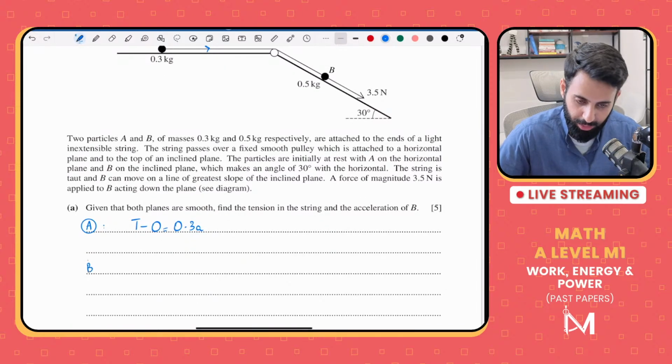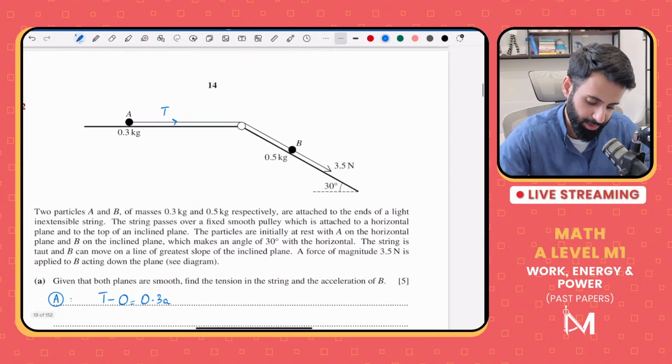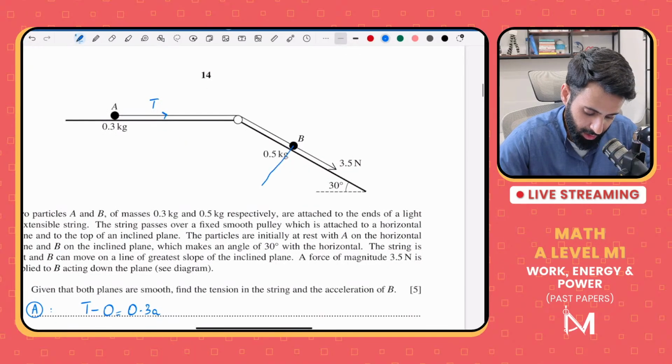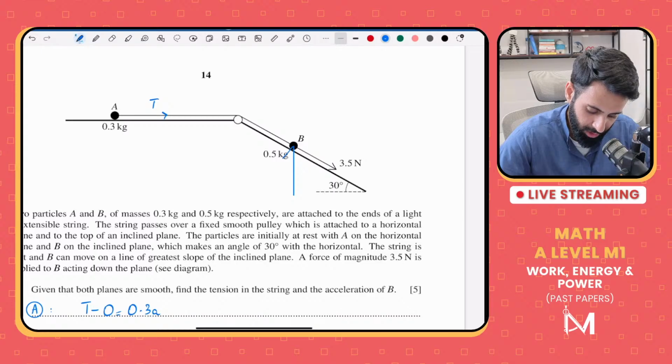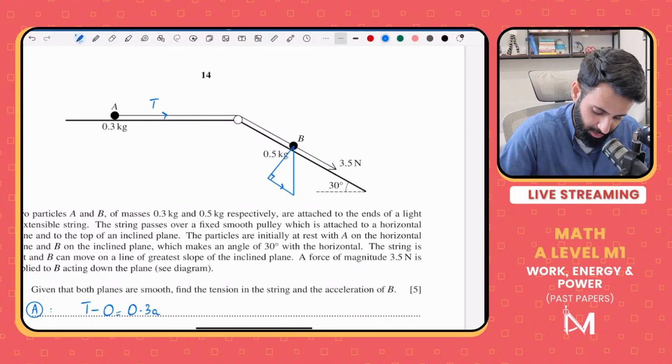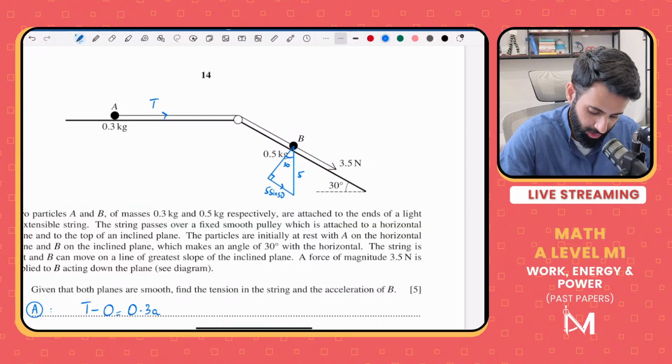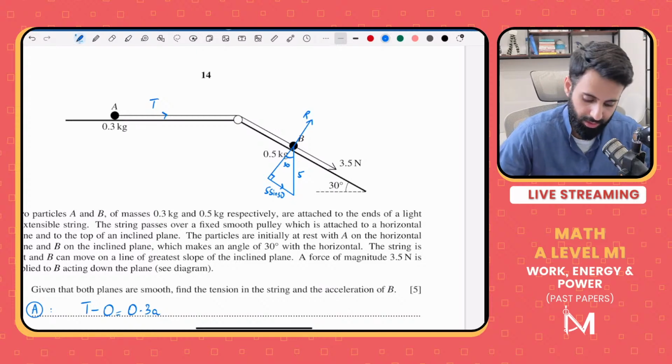But when we resolve from B's perspective, we have to be a little bit careful, because B is on an inclined plane, so it's best that we consider its weight components: the weight component parallel to the plane and the weight component perpendicular to the plane. So this will be 5 sine 30. And there will be a component acting perpendicular to the plane, that's the normal reaction force. Here it is. And don't forget, tension is acting in this direction.